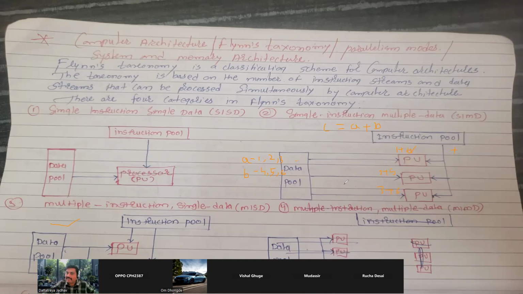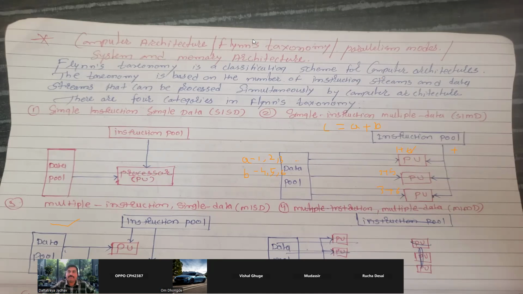But the data is different for each one. So we get the result of all three data at the same time, with the same instruction. That is called single instruction multiple data execution. It is one of the parallelism processes, right?